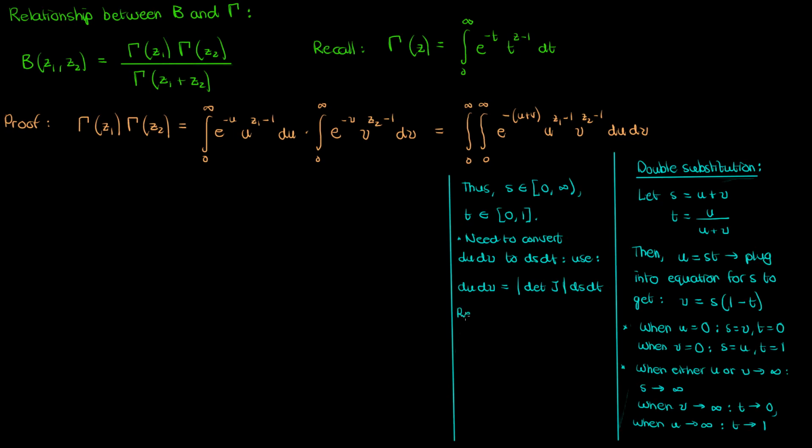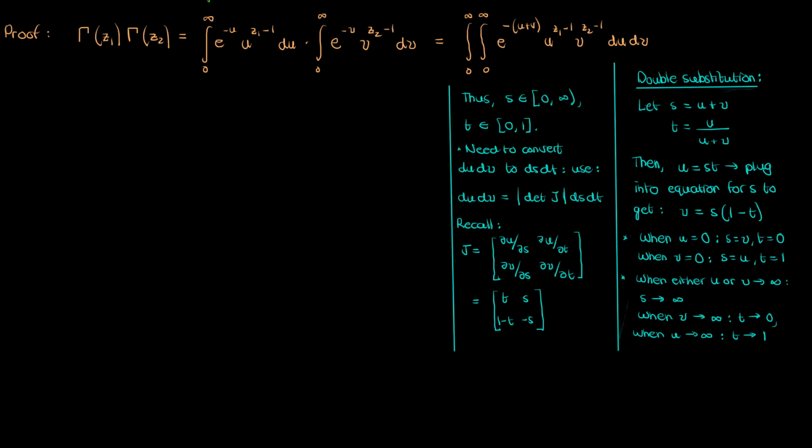Recall also that the Jacobian matrix of this change in variables is given by the following, with its elements being the partial derivatives of u and v in s and t. If we use our equations for u and v in terms of s and t, we can easily get these partial derivatives, which turn out to be the following. And so now that we have the Jacobian matrix, if we take the determinant of this matrix, so the AD minus BC, this is what we'll get. And if we simplify, we find that the determinant of the Jacobian matrix, the Jacobian, is just the negative s.